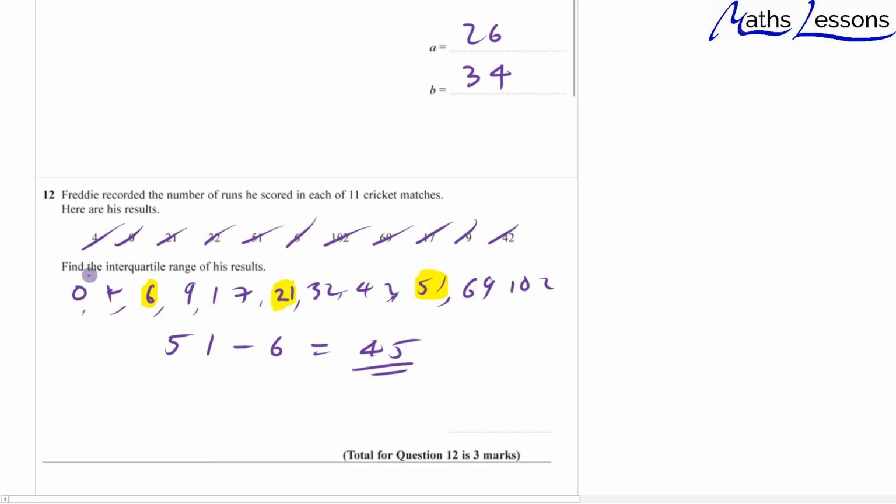45. Just remember, put the numbers in order of size, find the middle value, then that gives you one half and another half, then split the other half into even bits, and then you get your two quartiles.